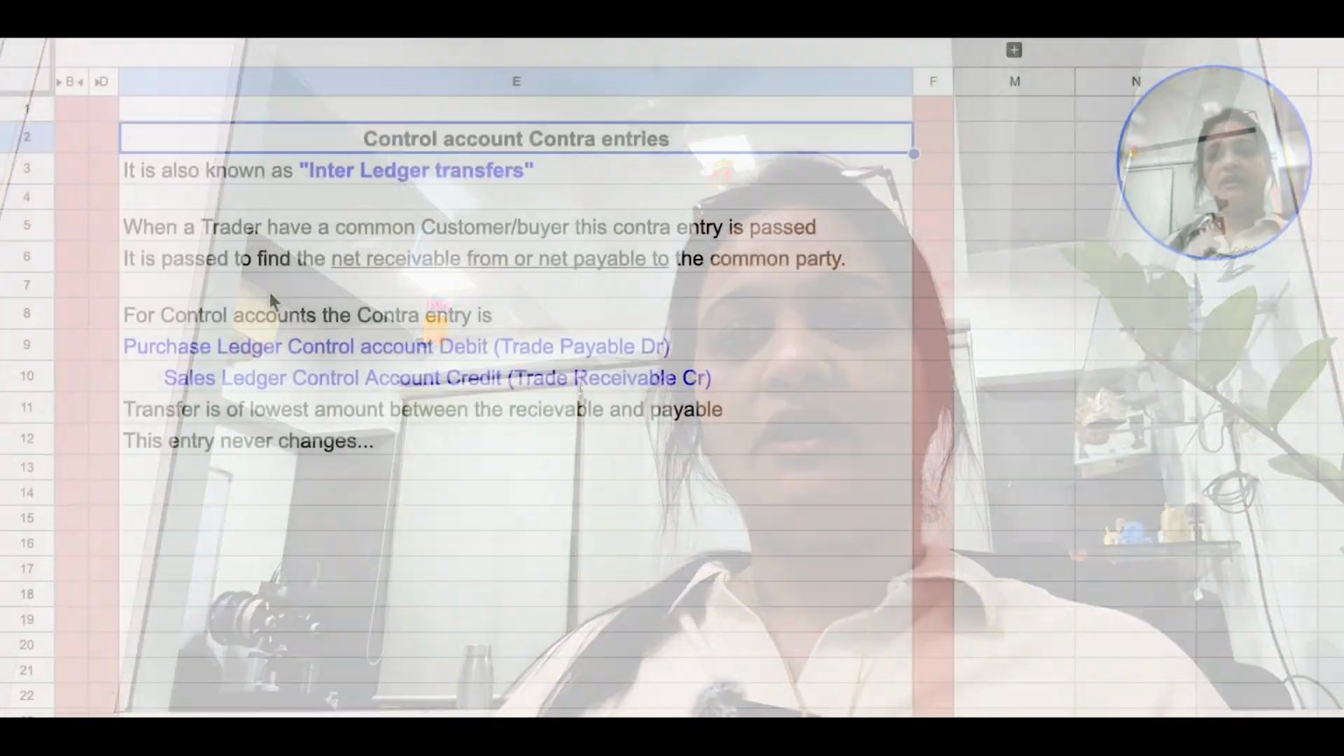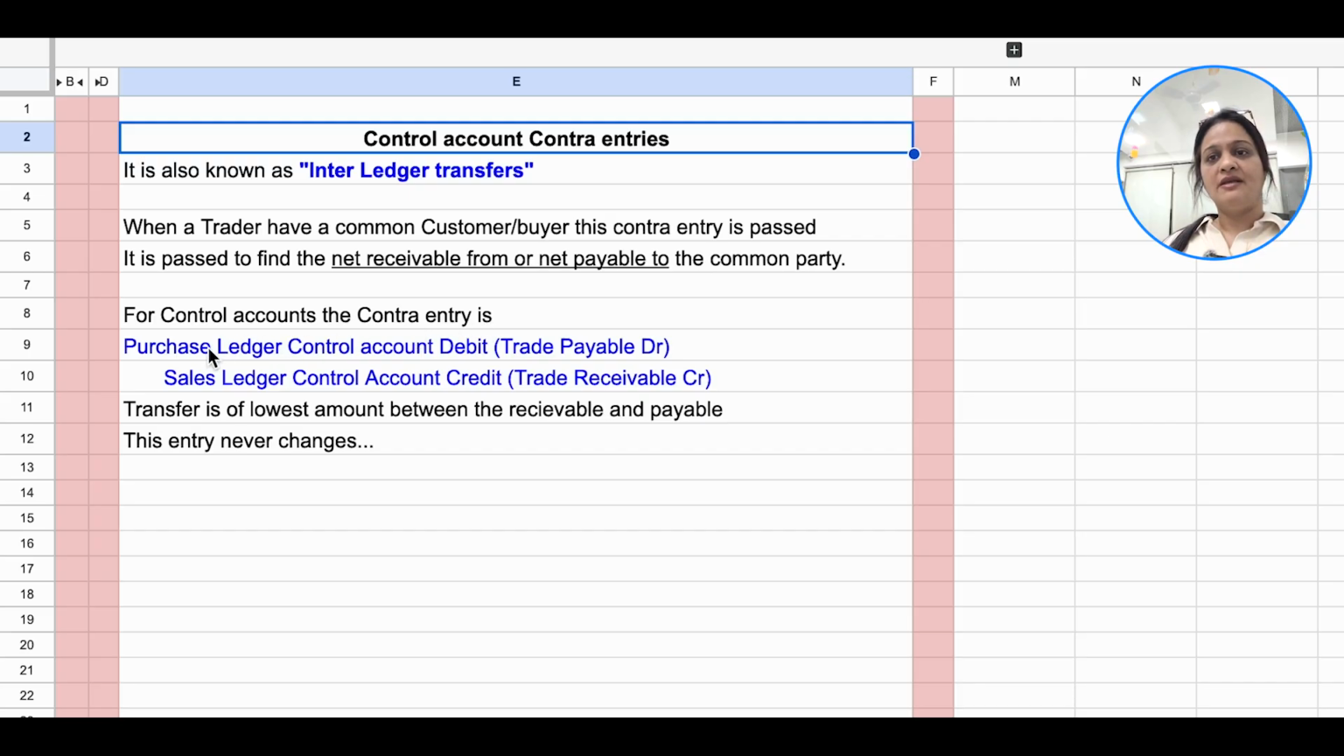For control accounts, the contra entry is purchase ledger control account debit, that is trade payable debit, and sales ledger control account credit, that is trade receivable credit. Transfer is of the lowest amount between these two. Whichever balance is lower, you will pick up that amount for passing this journal entry between the receivable and the payable. This entry never changes. Why it doesn't change? I will explain to you by way of an example.